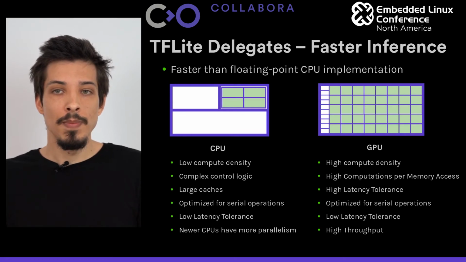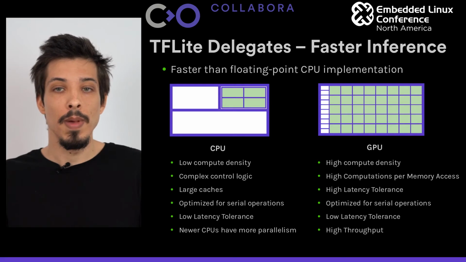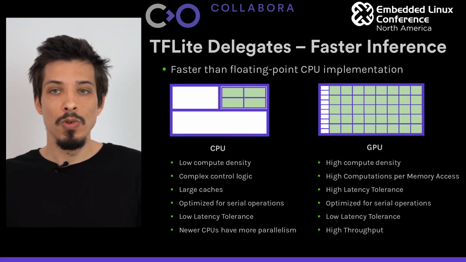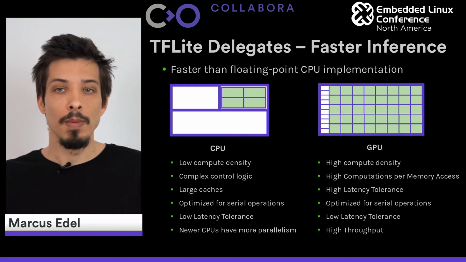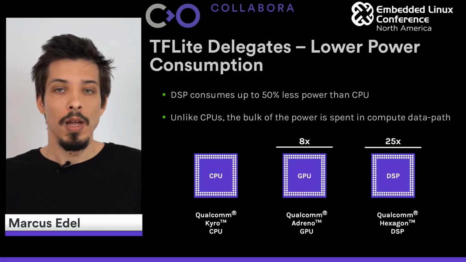Because of the highly parallel nature of GPUs, they are usually very good at performing matrix math, such as convolutions or calculating the output of a fully connected layer. As a result, when we use the GPU delegates in our experiments, we observed up to 30 times speedups with our optimized model. Another great benefit is lower power consumption.